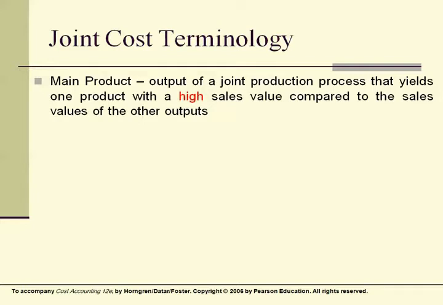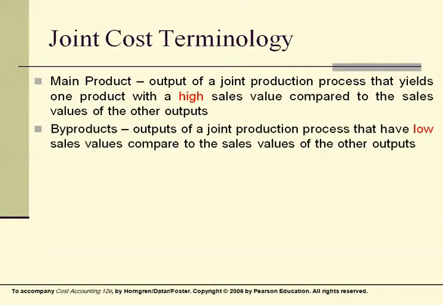Main product, output of a joint production process that yields one product with a high sales value compared to the sales value of the other outputs. Byproducts, outputs of a joint production process that have low sales values compared to the sales value of the other outputs.